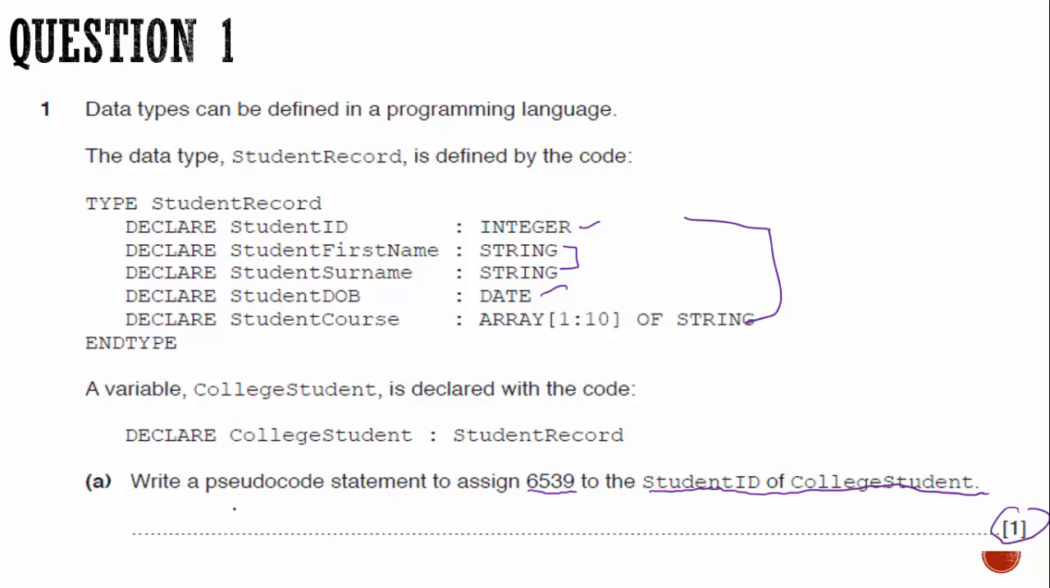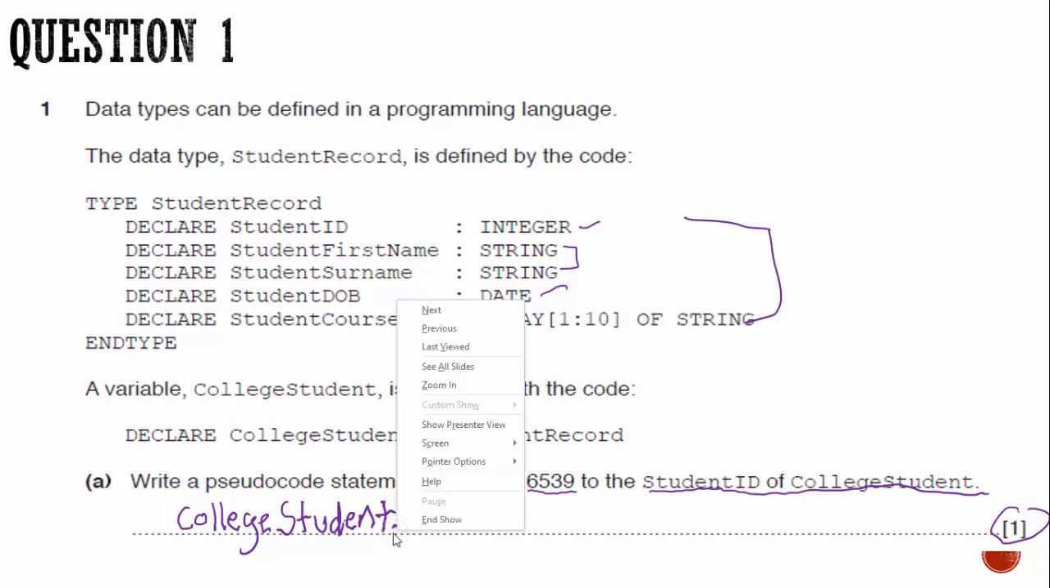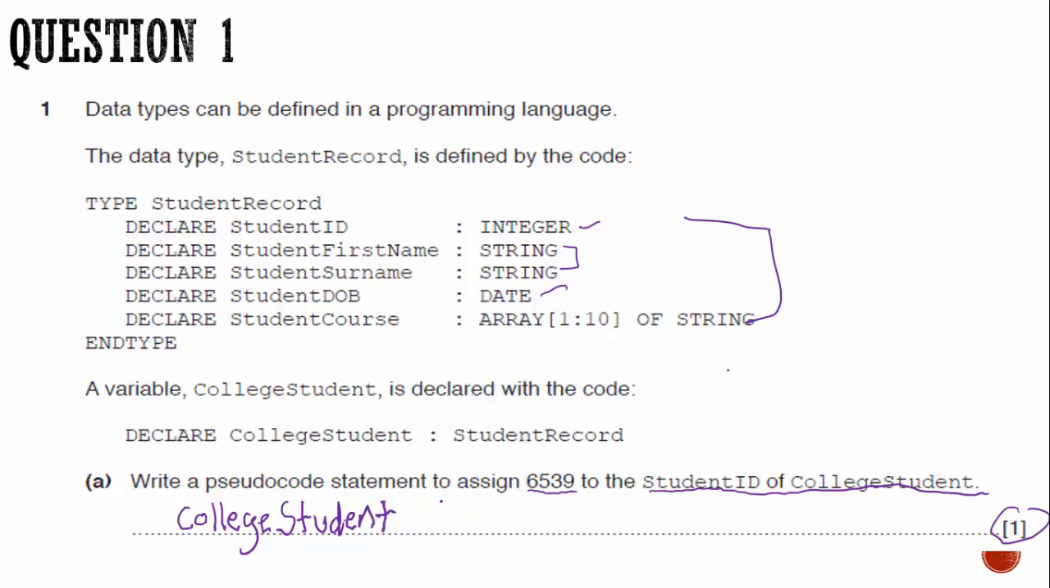Okay, so we declare college student. So I'm going to go ahead and write, that's my variable, college student. And this one's very easy. Now, college student has access to a multitude of things. And college student, because it's been declared as student record, it has access to student ID, student first name, student surname, student date of birth, student course.